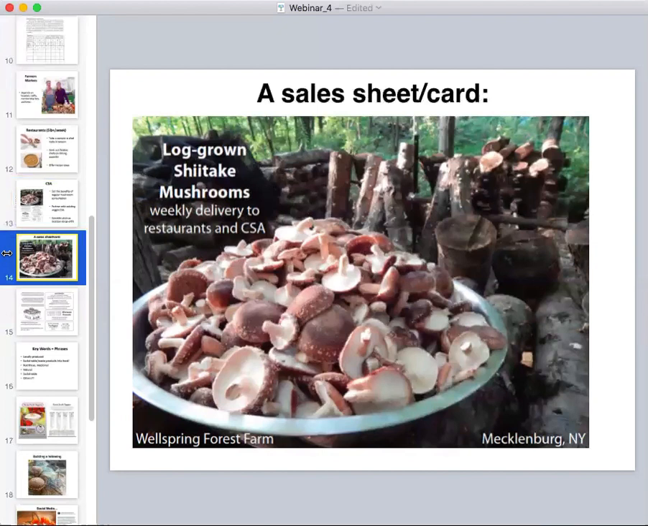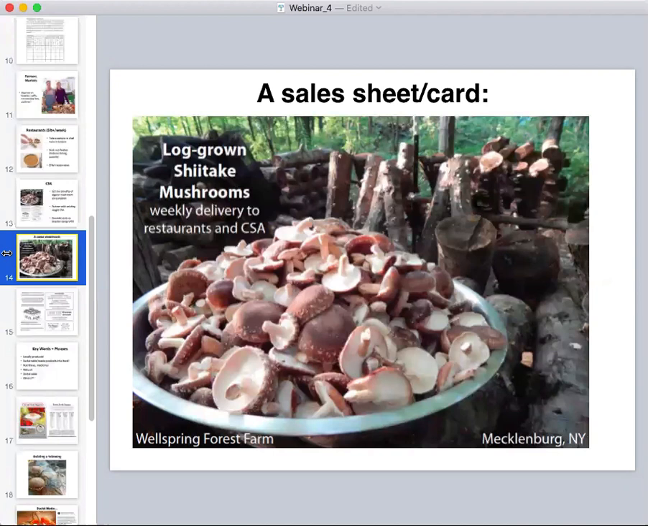So this one is kind of old at this point. We haven't needed to update it because we needed to develop those relationships early on, but we've sustained those, and we haven't scaled up to a point where we need to do it again. I'm thinking in the next year we're going to have to do this again. But this is the one from when we started the farm and started selling mushrooms.